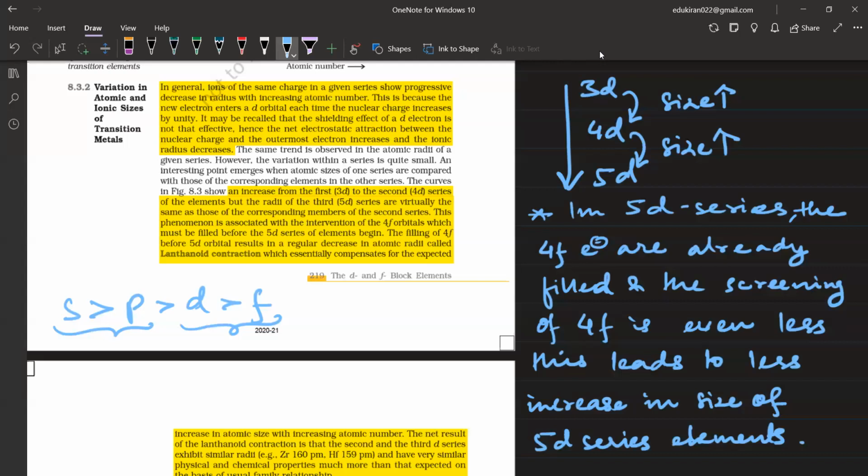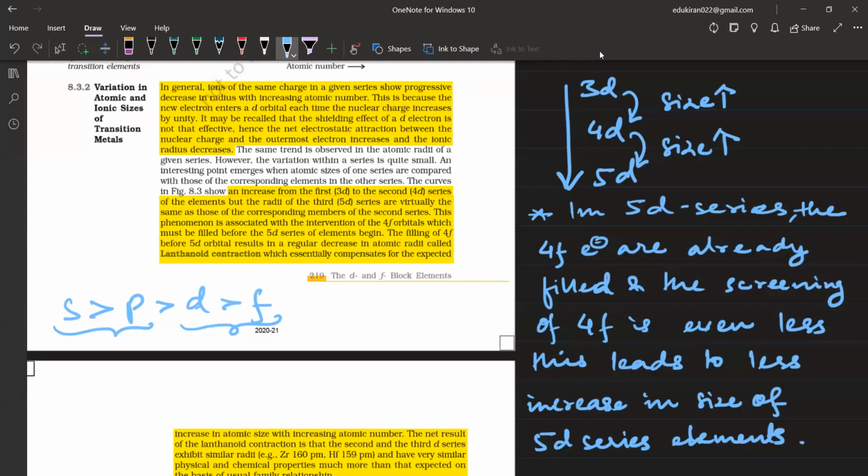Okay, so when I'm going from 4D to 5D, the atomic number is increasing very much, but the shielding is not there. Since the shielding is not there, what is going to happen? That positive charge is going to pull in and it is going to reduce the size. Okay, this is important that 4D and 5D, they have similar sizes.